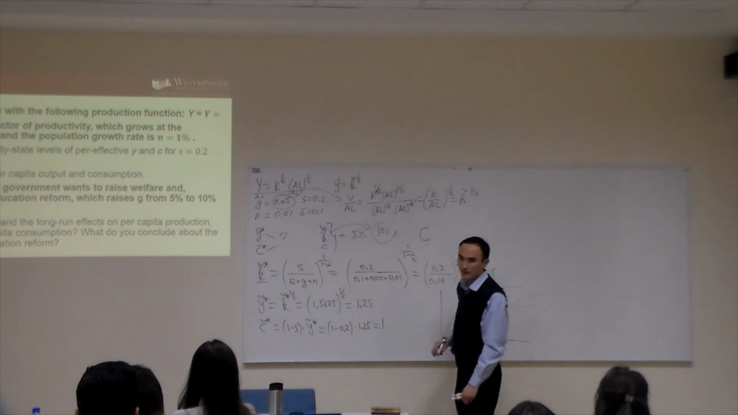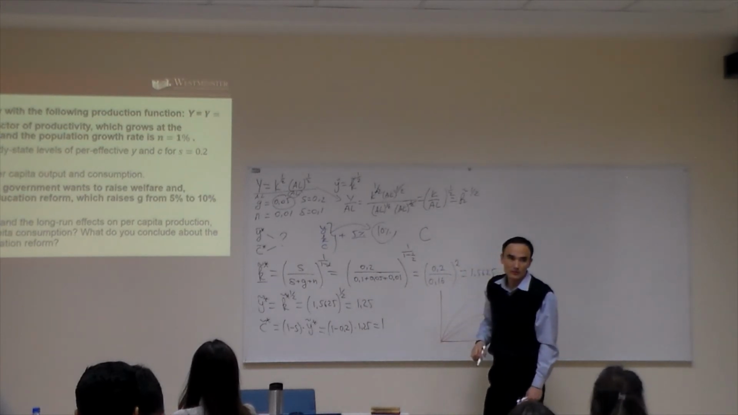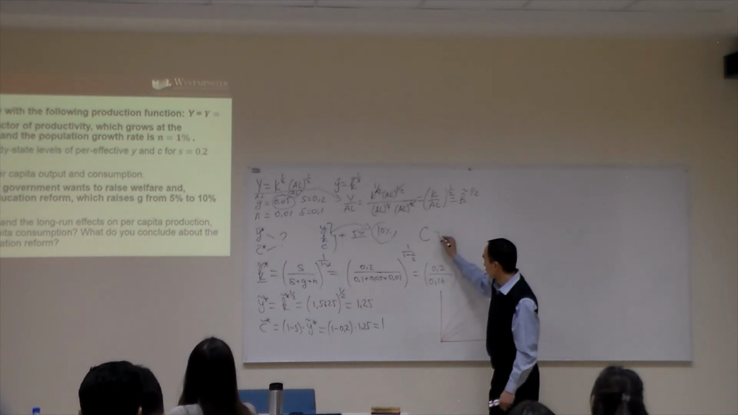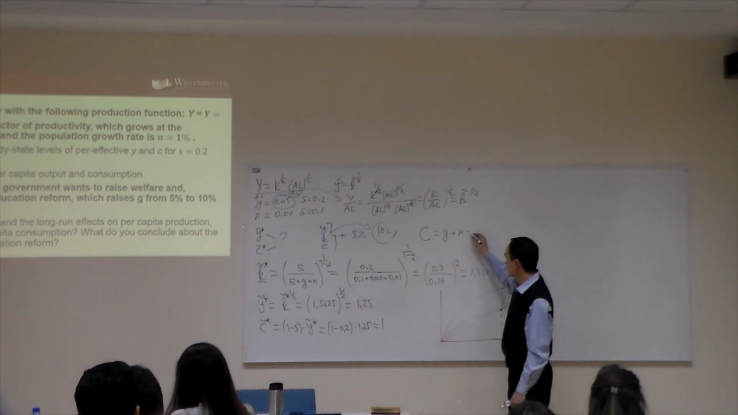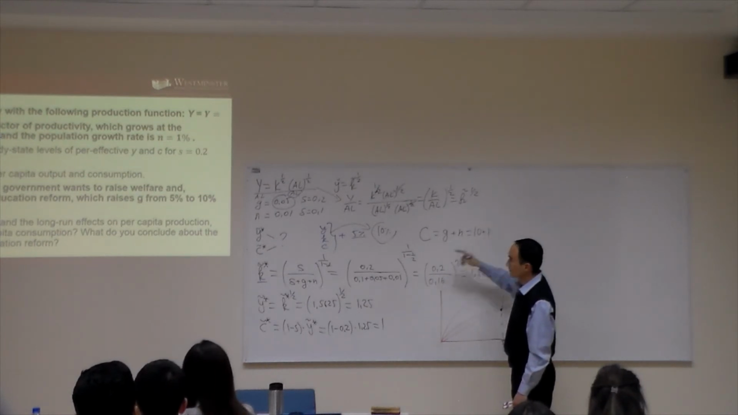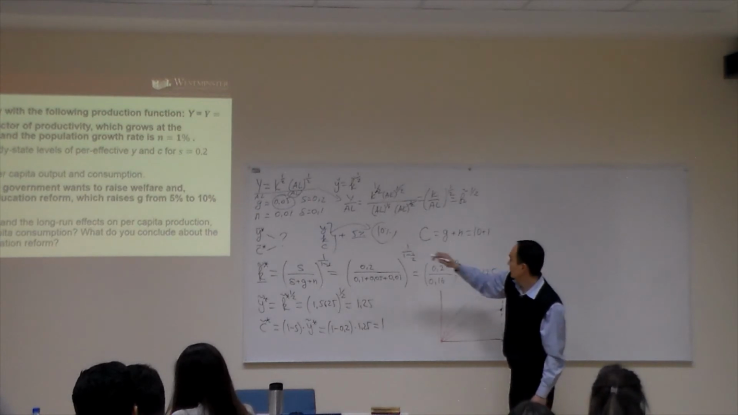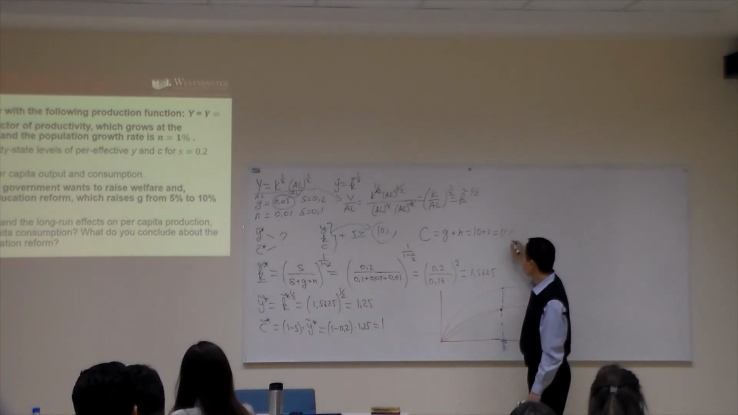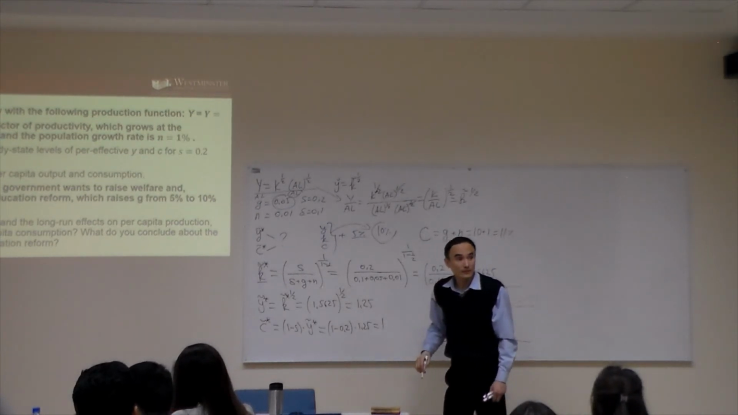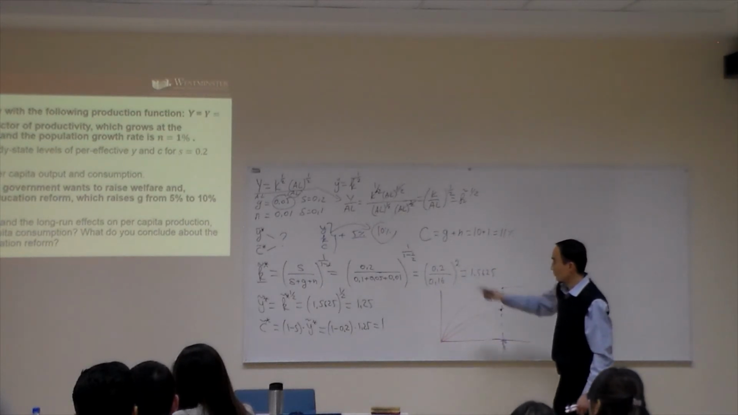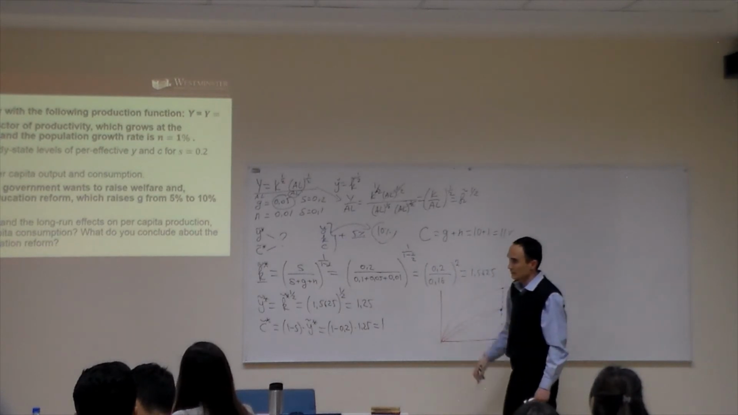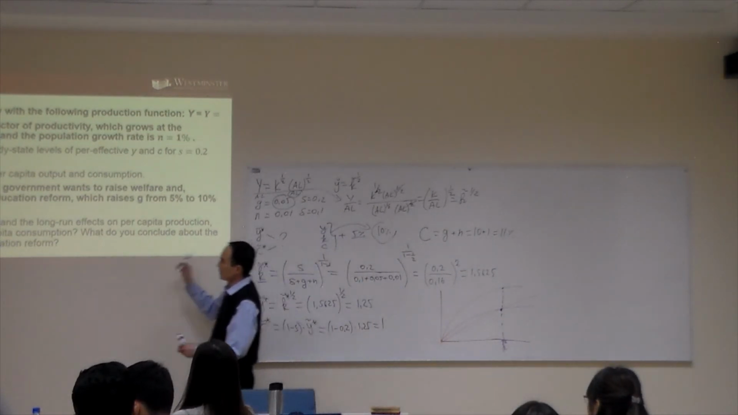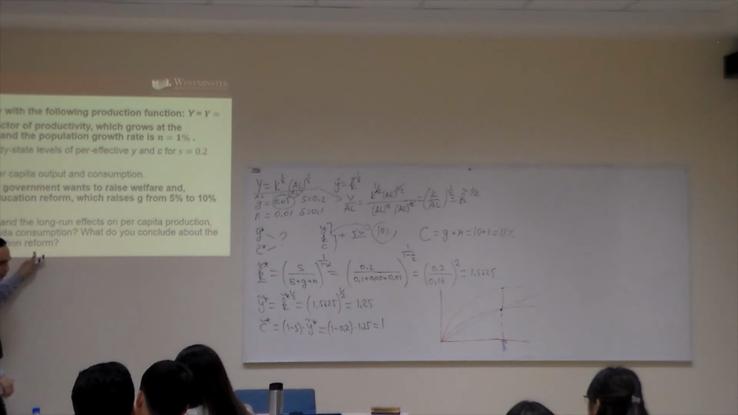This big C, it's short term. Growth and population. Right. So it will grow by the growth rate of technology plus the growth rate of population, which is 10% plus 1%, which is equal to 11%. Should be 5? No, we said it's now 10%. It changed, right? 11%. Okay. What do you conclude about the success of the education reform?